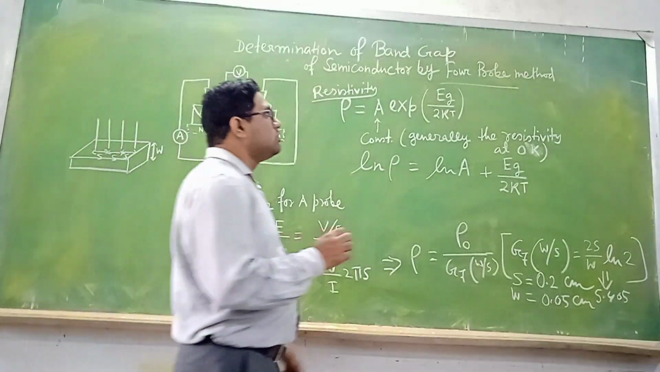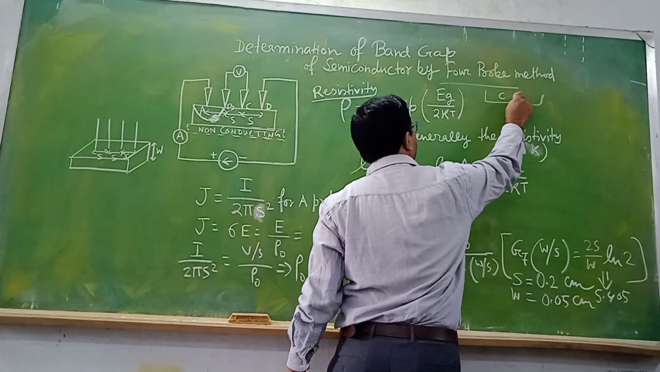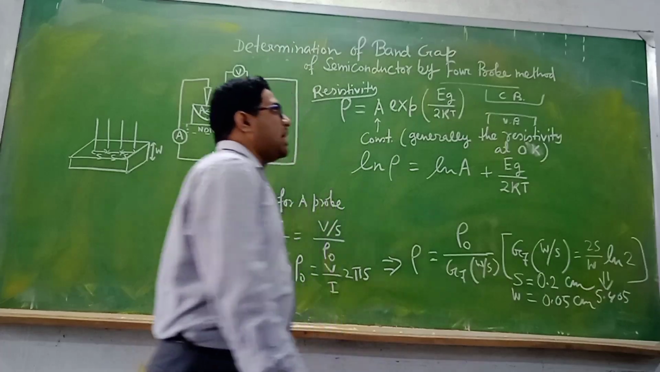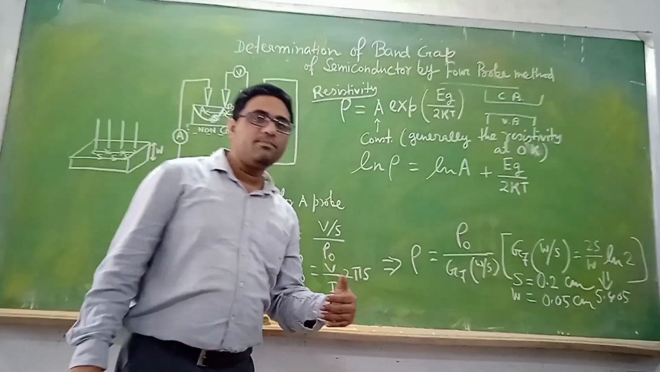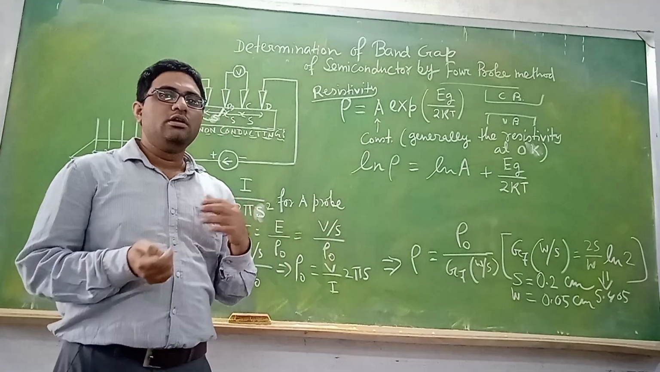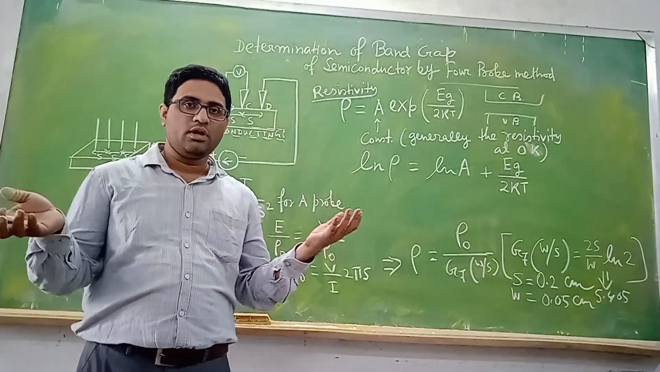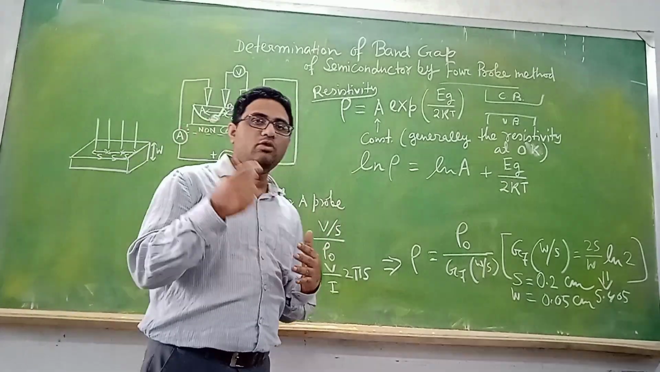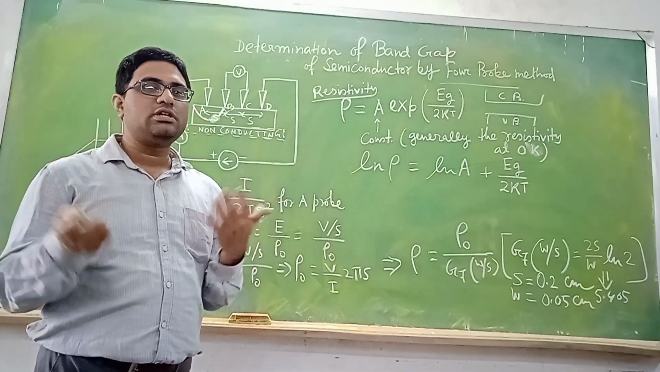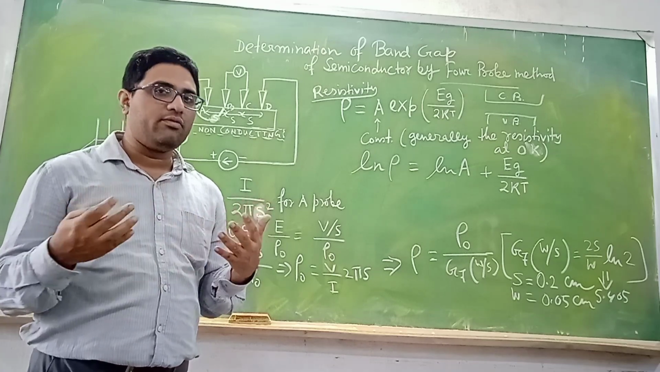Band gap, you know, is the difference between the conduction band and valence band. Every material has a conduction band and valence band. In metal there will be no band gap. In semiconductor the band gap is less, and for insulator the band gap is more. For germanium the value of the band gap is around 0.7 eV. If you are using silicon then it will be 1.1 eV, around 1 eV.